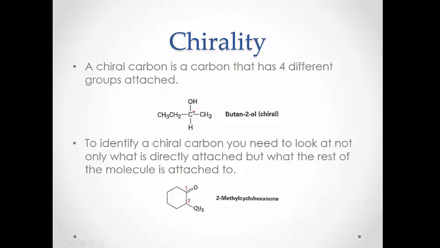Sometimes when you've got larger molecules, it's not as simple as this example. You need to look at what the rest of the molecule has. If we look here, we've got carbon 2, we have a CH3, we have a CO, and then we've got that half of the molecule, and here we have CH2, CH2, CH2, CH2, so it's that half of the molecule there. We also have the hydrogen that's not drawn in. So this methyl carbon is actually a chiral carbon.